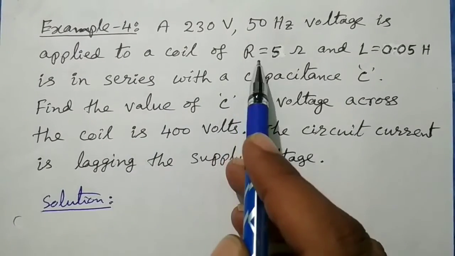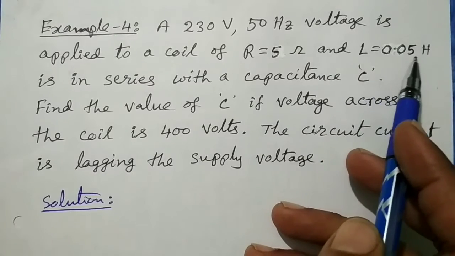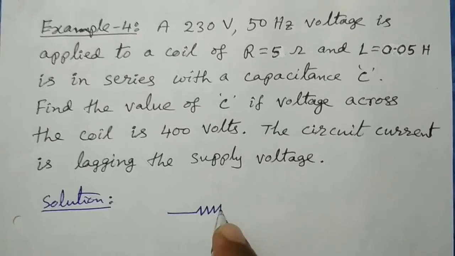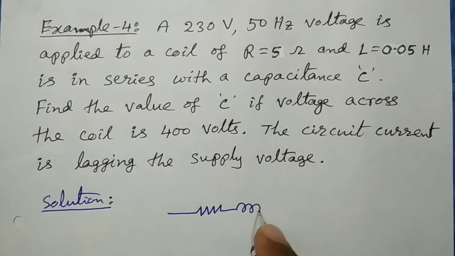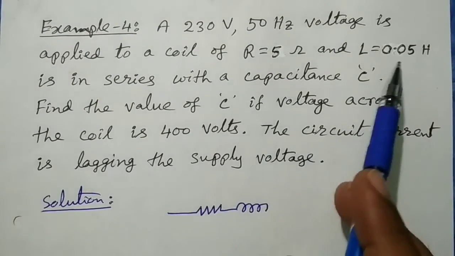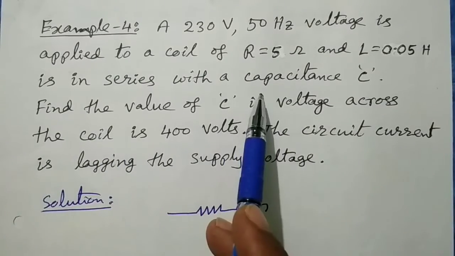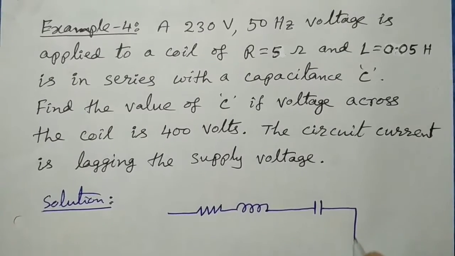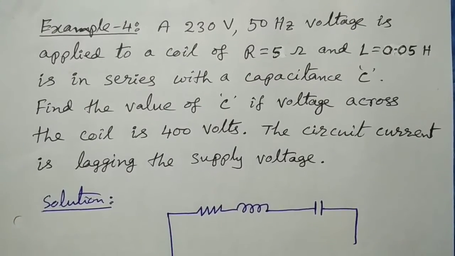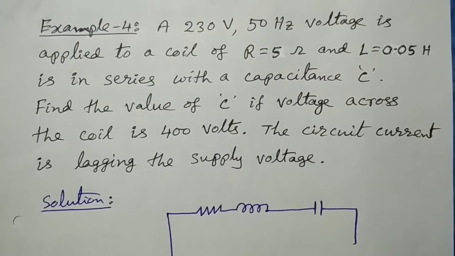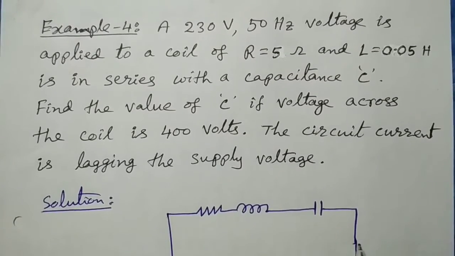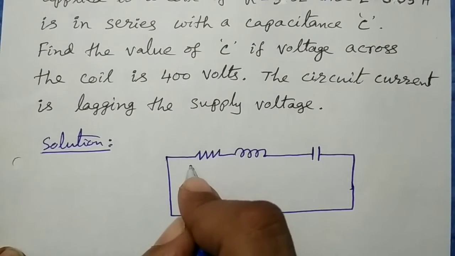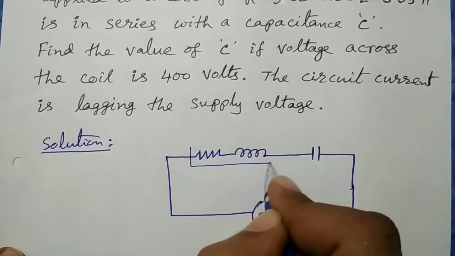A coil of resistance 5 ohms and inductance 0.05 Henry. That means the coil consists of a resistance and an inductance. It is connected in series with a capacitance. So basically this is the example of RLC series circuit, where this is considered as the coil.